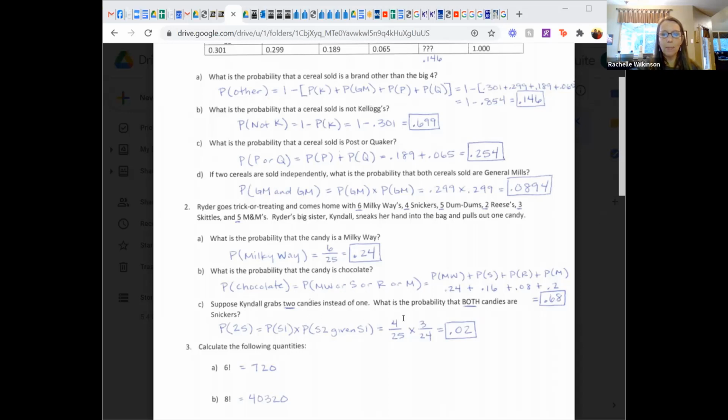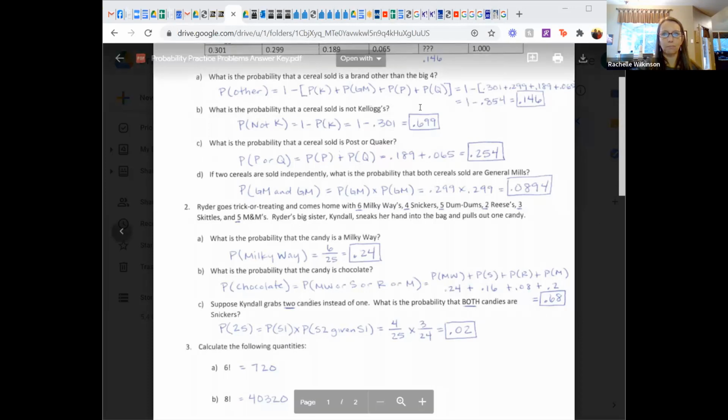So the first time, with the first candy, there's 4 Snickers out of the 25 total candies in the bag. The second time, she's already eaten one of the Snickers, so there's only 3 Snickers left out of 24 candies left. So multiply those together and you get the 0.02.